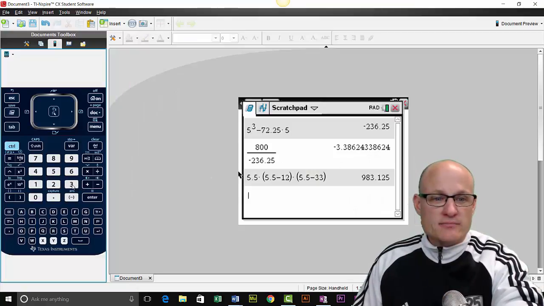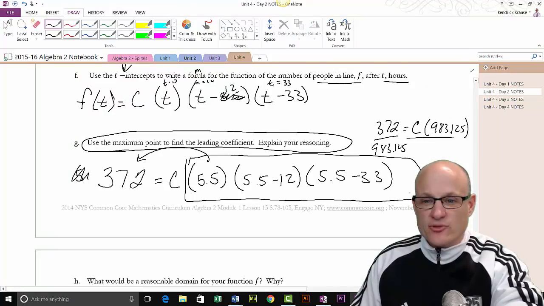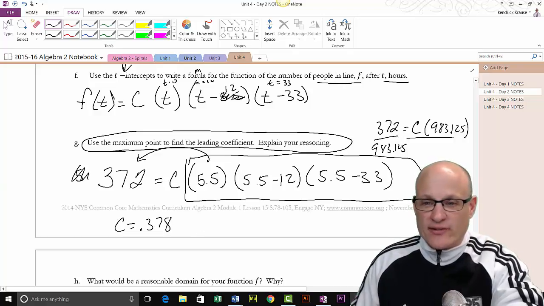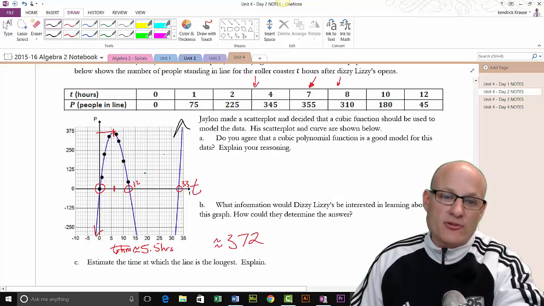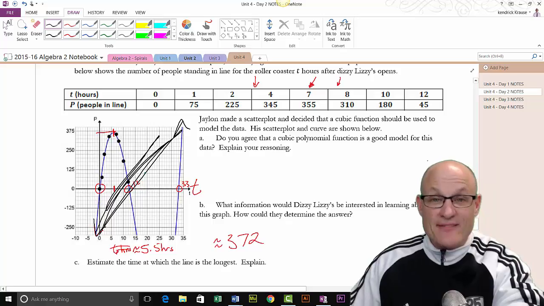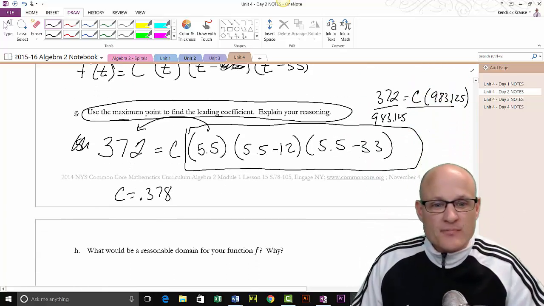I take 372 and I divide it by this answer and I get 0.378. So C is equal to 0.378. Now wait a second, let's see if that makes sense. Should it be positive? Oh yeah, it's going up in this direction and down in this direction, and that slope is positive. So I should have a positive leading coefficient. And there it is, right there.